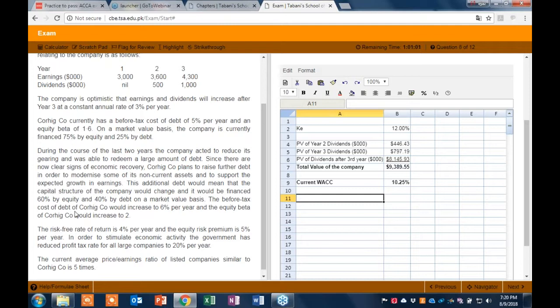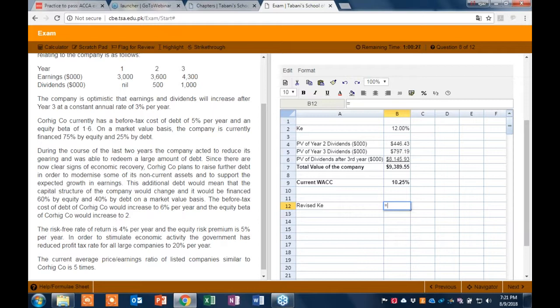The before tax cost of debt of Kodak company would increase to 6%. Now earlier it was 5%, now it will be 6%. And the equity beta, which was 1.6 here, will increase to 2 here. So definitely with the increase in this equity beta, there will be an increase in the cost of equity as well. So first let us calculate the revised cost of equity using the same CAPM formula as we used for the previous part.